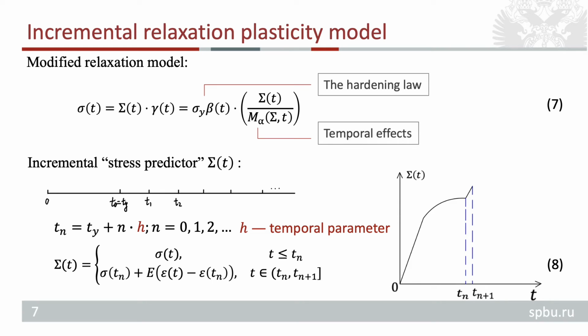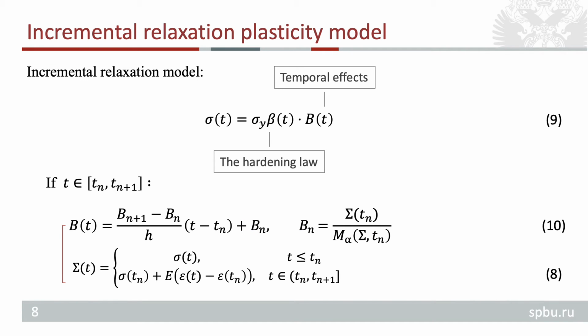Furthermore, on the current interval, an elastic increment of stress has been proposed. However, the incremental stress predictor is not an exact continuous function because it depends on the current interval. Thus, the second multiplier of the IRP model is not continuous. Consequently, it is reasonable to introduce a continuous piecewise linear function, b of time, based on the considered second multiplier.